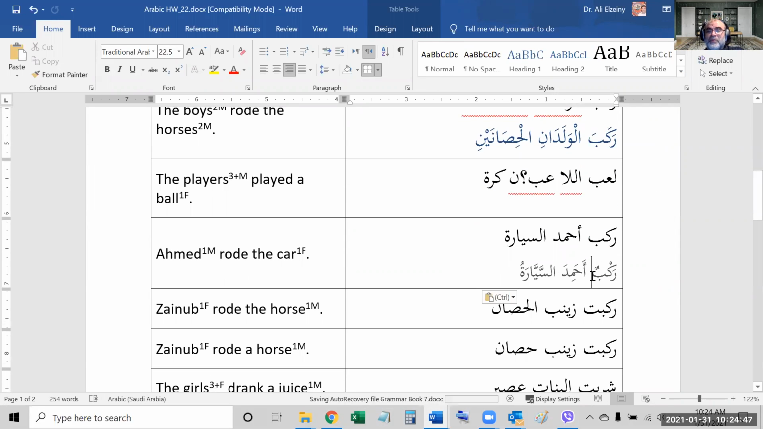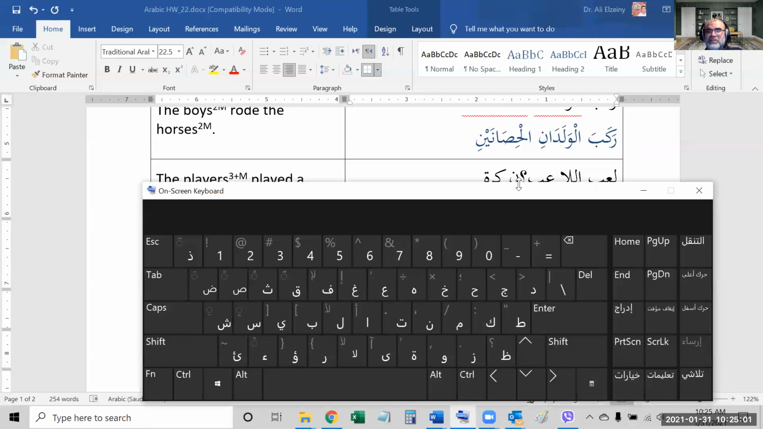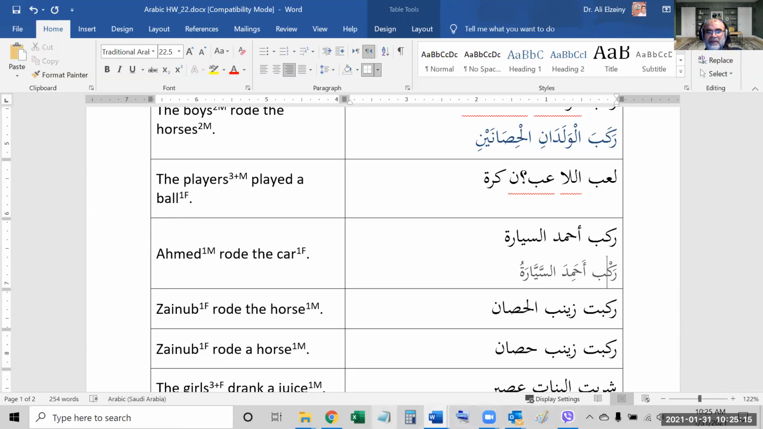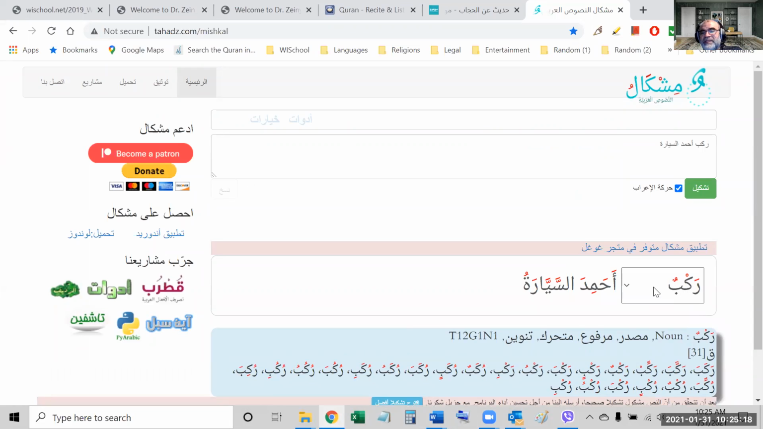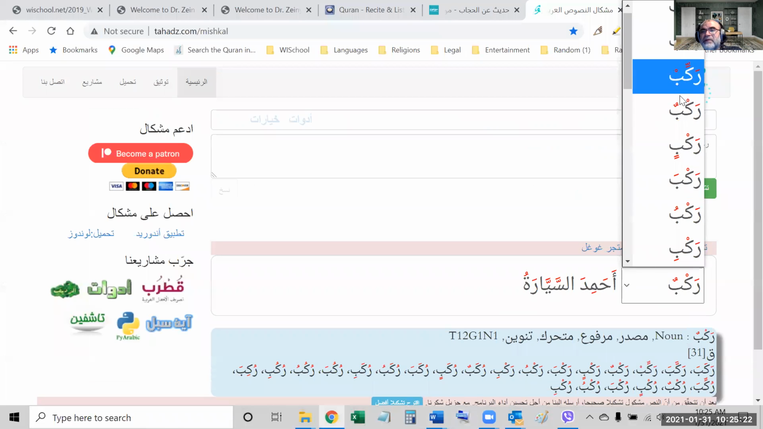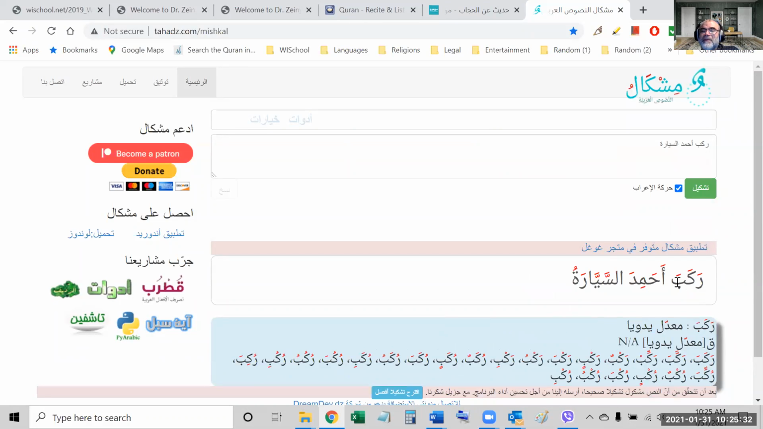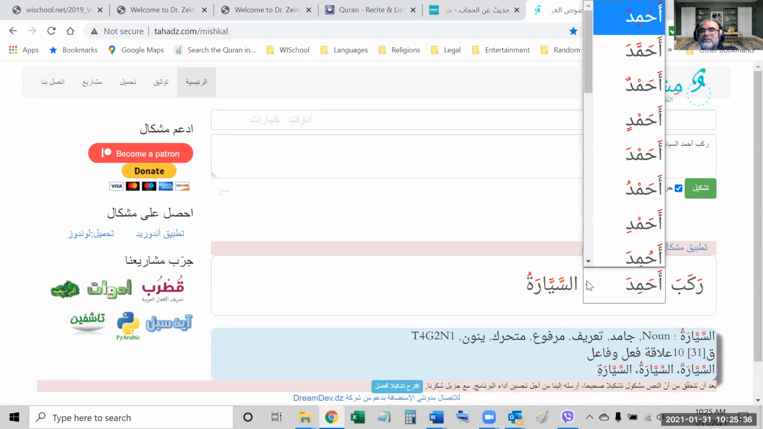Now, we know rakiba is a past tense verb, so it has to have fatha. So this tanween is wrong. So you do like this. So it's not cut and paste. You need to keep an eye. Actually, I can find the correct form already there. So it's right here. Rakab, rakiba, rakaba. Yeah, rakaba works. Rakaba. And this is Ahmada. That's a subject. So we choose Ahmadu.